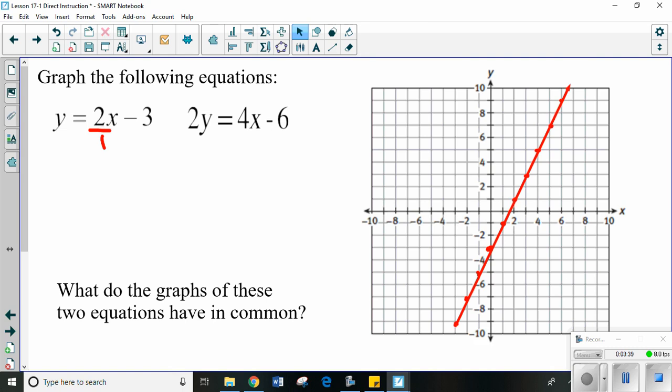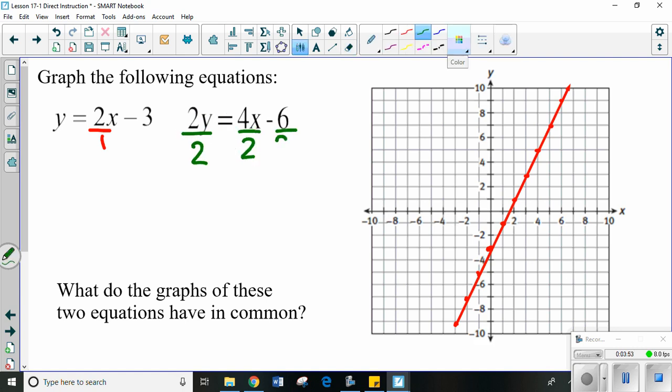And then for my second one, it's not in slope-intercept form yet because this y is not alone. It's being multiplied by 2, so I need to go ahead and divide everything by 2. And notice that I do not have to shade anymore because I do not have inequality symbols. I'm going back to equal signs.